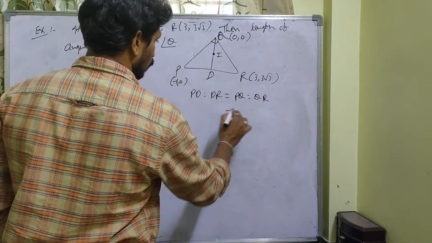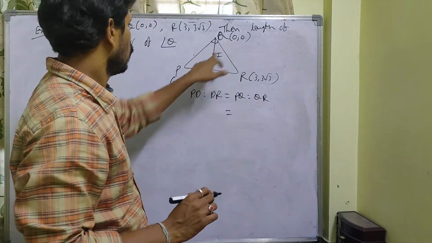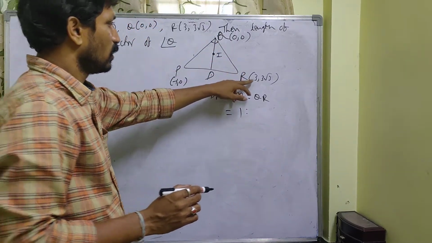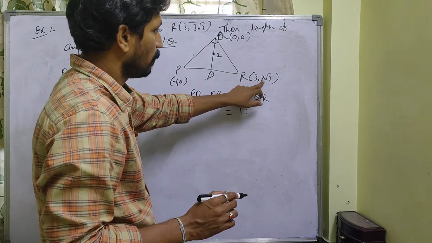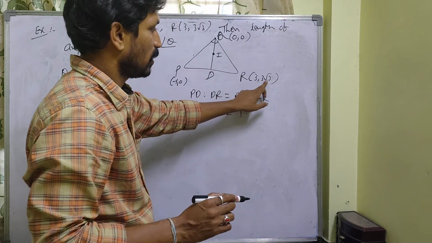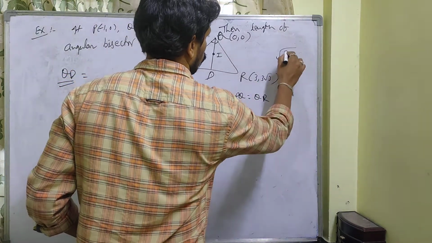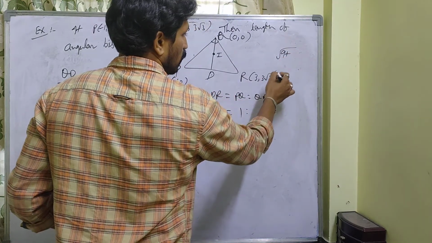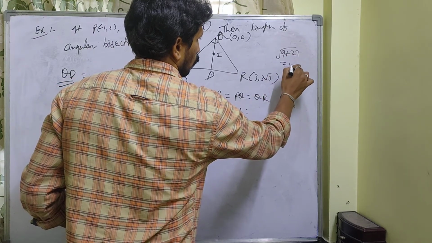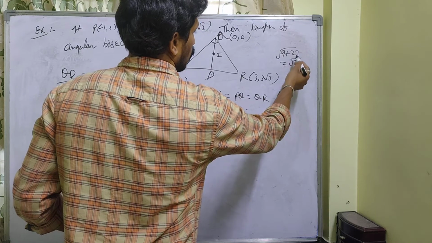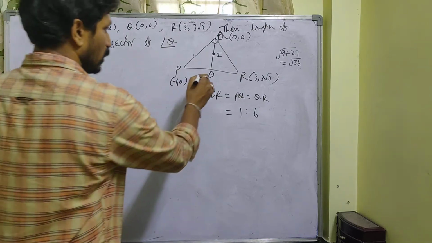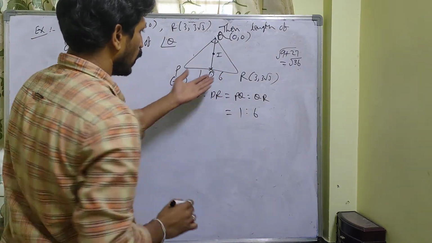So what is the PQ length? PQ is nothing but 1, and QR is nothing but root over 3 square, 9, plus 3 root 3 whole square. 3 square is 9, 3 root 3 whole square, so 9 threes are 27. So 9 plus 27 is root over 36. That is nothing but 6. So that means this ratio is 1:6. Then you can find the D point.